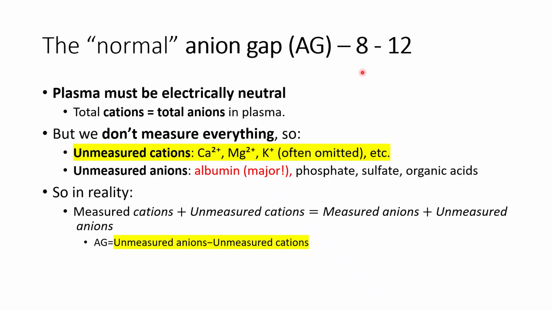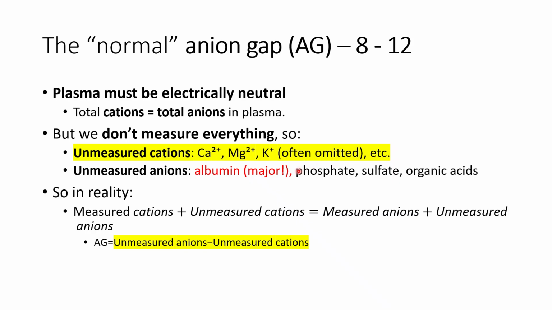So why is there a normal anion gap? Why is there an anion gap in the calculation? You see, the body has to be electrically neutral. The plasma is electrically neutral, so the total cations are always equal to total anions in plasma. But the issue is that the machine doesn't measure everything. There are unmeasured cations, which are calcium, magnesium, and potassium, which we are omitting ourselves. And there are unmeasured anions. The major one is albumin. Others are phosphate, sulfate, and organic acids.